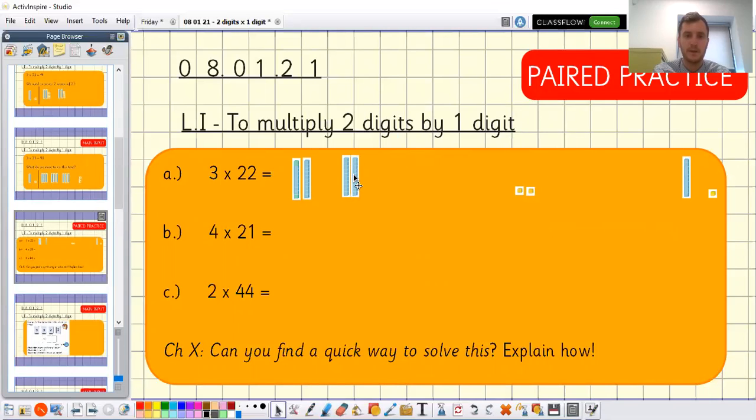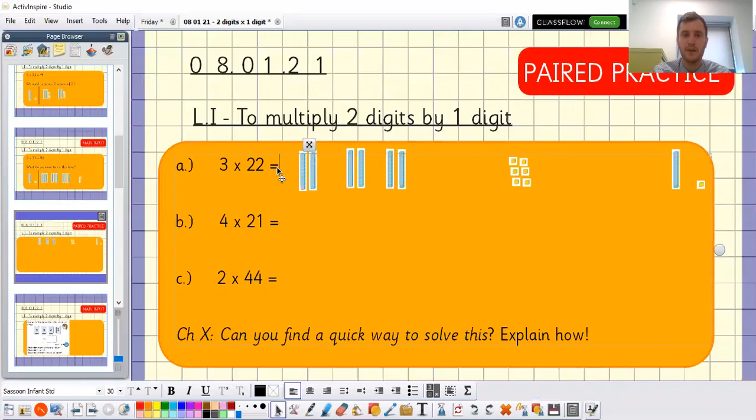10, 20, 1, 2. There's my second group of 22, and I know it's 3 groups, so I need 1 more. 10, 20, 1, 2. I've got my 3 groups of 22: 10, 20, 30, 40, 50, 60, 61, 62, 63, 64, 65, 66. So well done for that first one. You had the answer, 66.